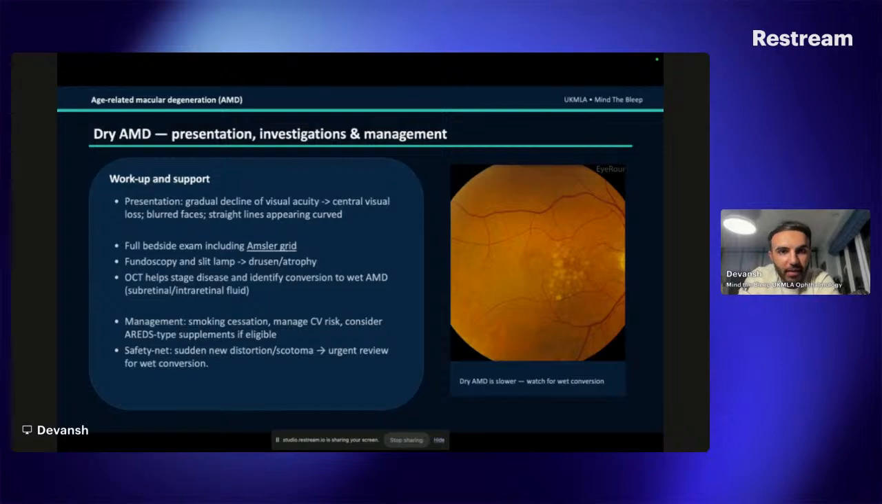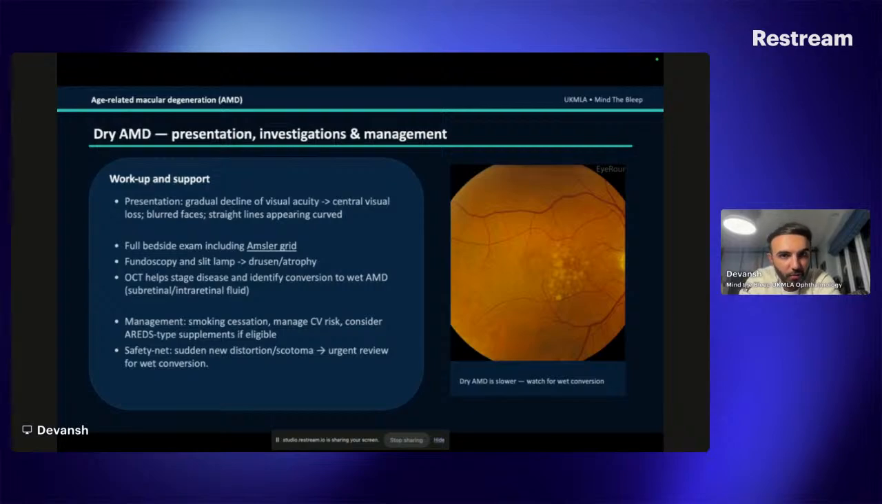Fundoscopy and slit lamp is again very helpful to help us pick up on the drusen and the geographic atrophy around the macula. And OCT can be helpful to actually stage the disease and assess whether we've had conversion to wet AMD. Because when we get wet AMD, we get the accumulation of fluid, leakage of fluid. We also get the formation of new blood vessels that are likely to bleed, all of which can be picked up through OCT. How would we go about managing dry AMD?